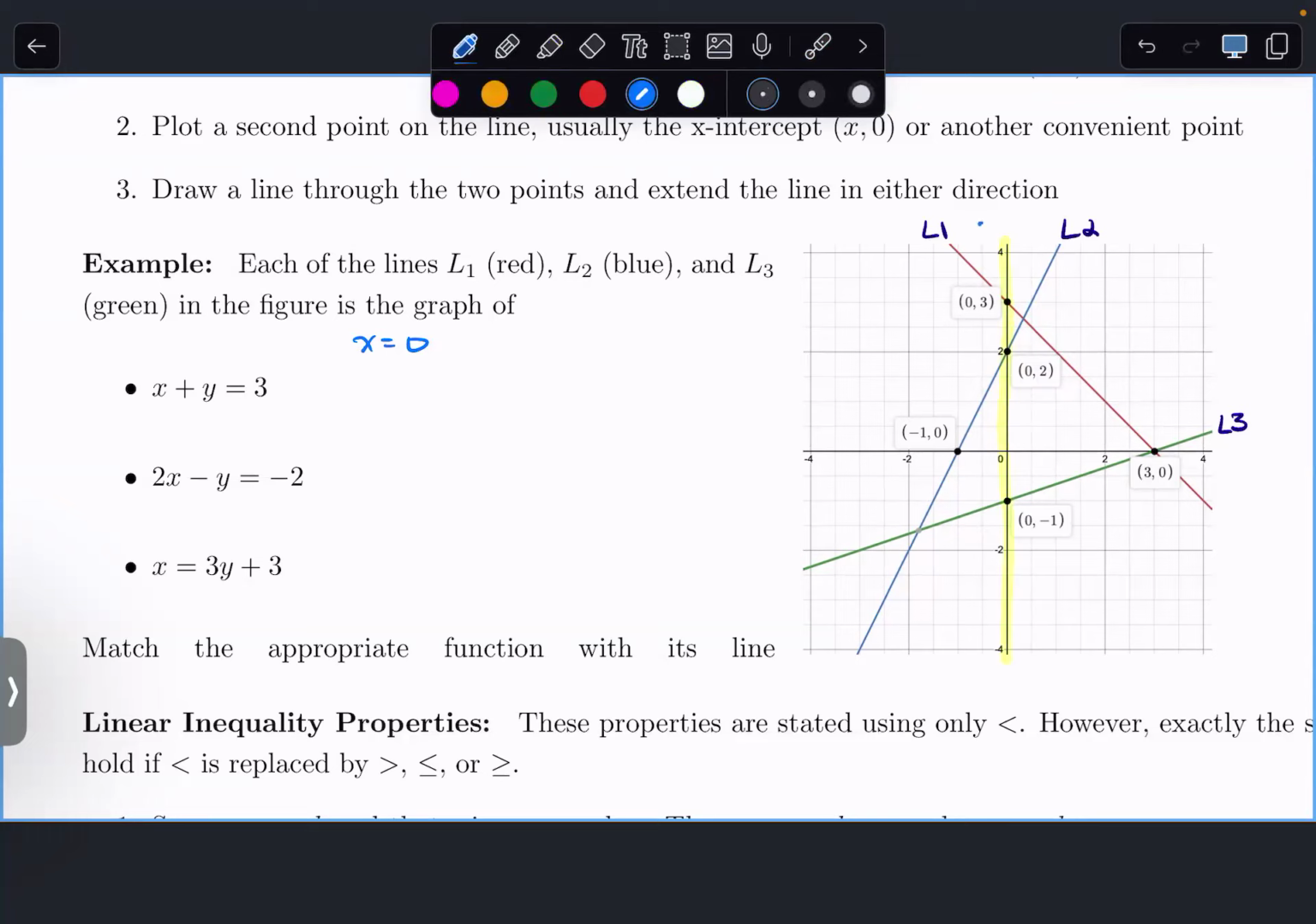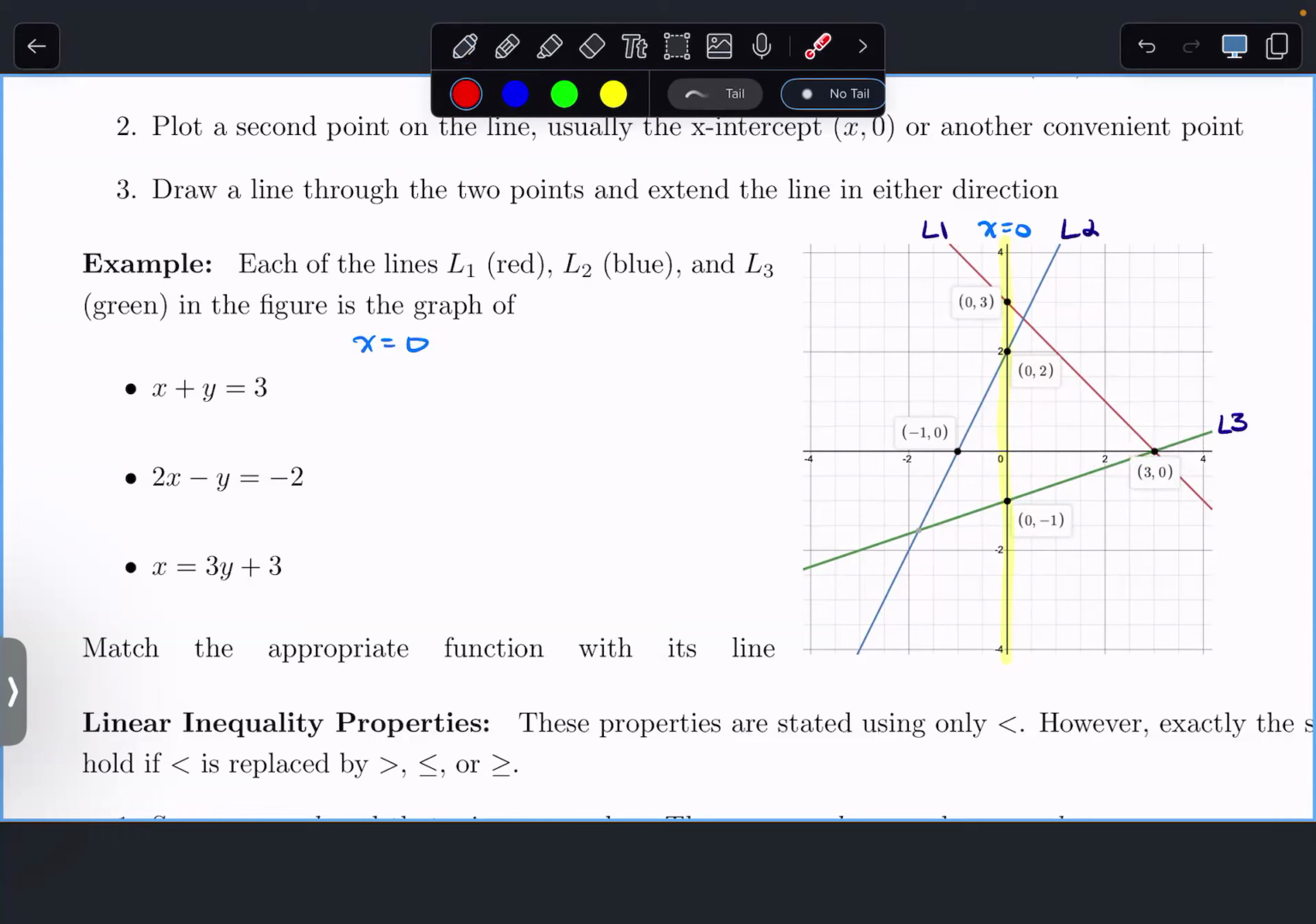Here, x equals 0. Each line is going to pass through the y-axis at some point, and that's at x equals 0. So I can really figure out which line is which just using the y-intercept, because they're all unique, right? As opposed to if I use the x-intercept, then these two are not unique, so I'd have to keep going.